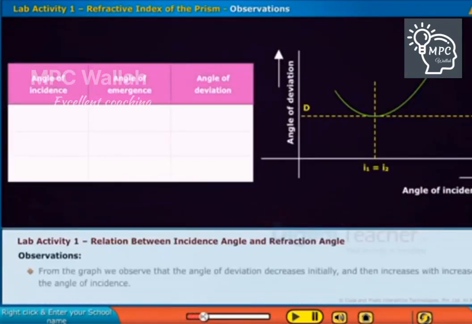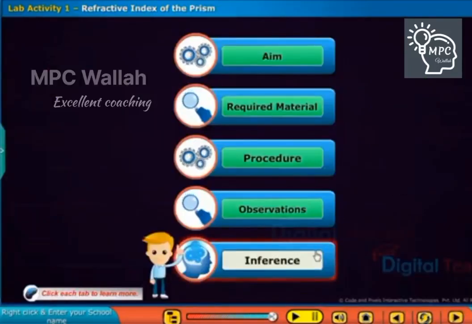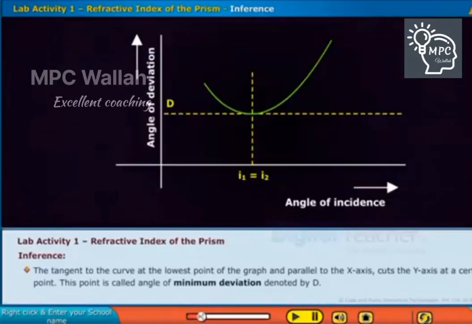From the graph, we observe that the angle of deviation decreases initially and then increases with increase of the angle of incidence. The tangent to the curve at the lowest point of the graph and parallel to the x-axis cuts the y-axis at a certain point. This point is called angle of minimum deviation denoted by D.